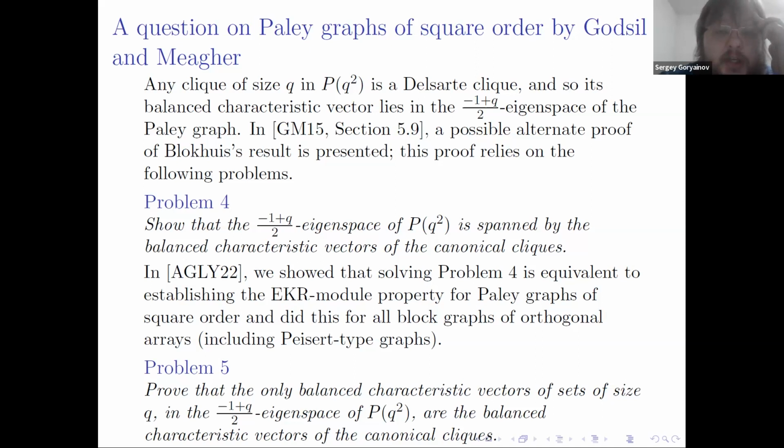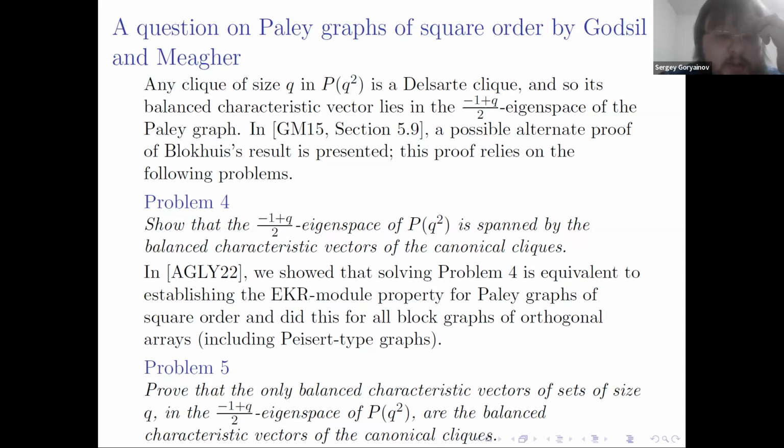In section 5.9 of the book, Godsil and Meagher presented a possible alternate proof of Blokhuis' result, and this possible proof relies on the following problems. First, show that this eigenspace corresponding to the eigenvalue minus 1 plus q over 2 is spanned by the balanced characteristic vectors of the canonical cliques.